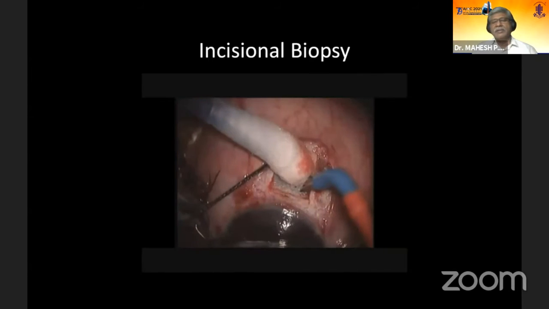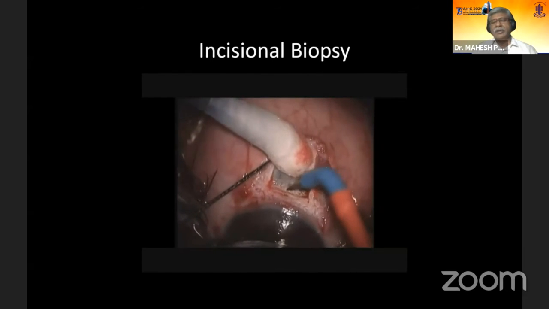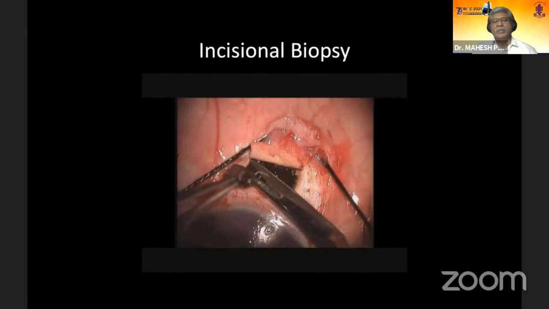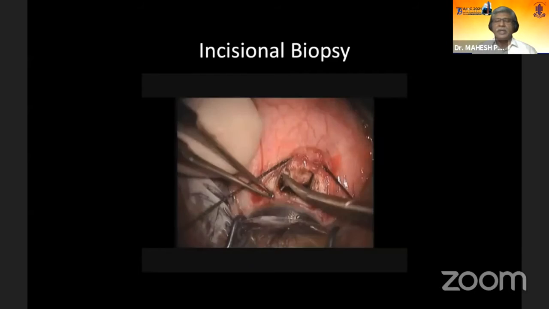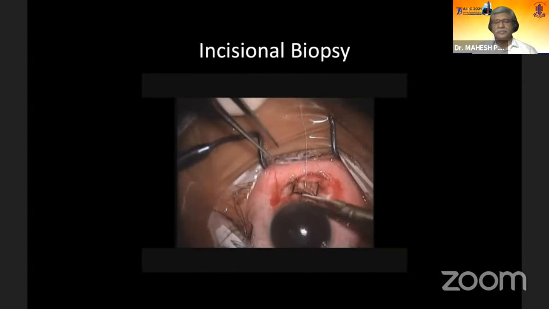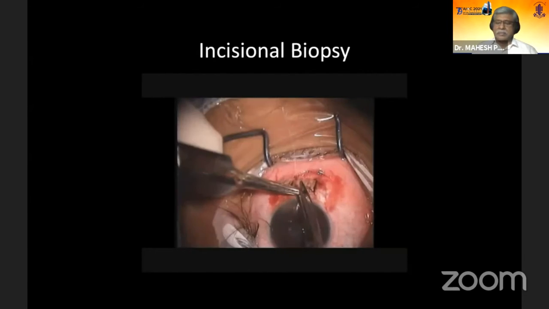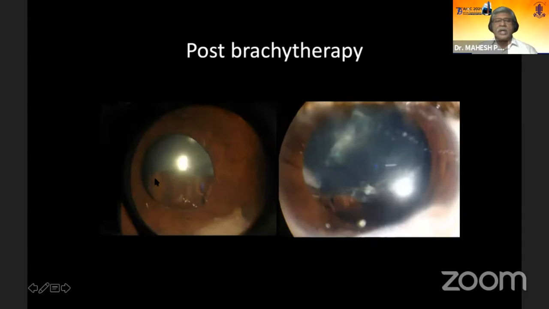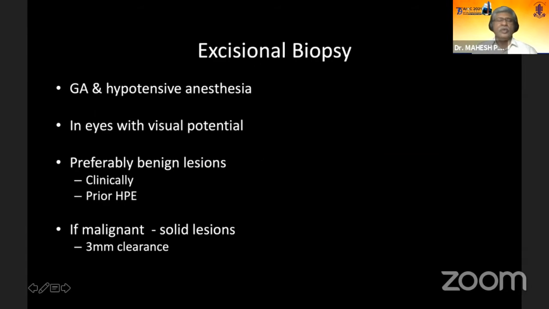We create a scleral window, a partial thickness scleral window, and the inner layer of the sclera with a little bit of tissue is removed after doing diathermy to the margins, and then close the flap. Unfortunately for this kid, it turned out to be a melanocytoma of the ciliary body, and we did do brachytherapy, and you can see the lesion going away, and the child continues to retain the eye nearly 15 years subsequently.